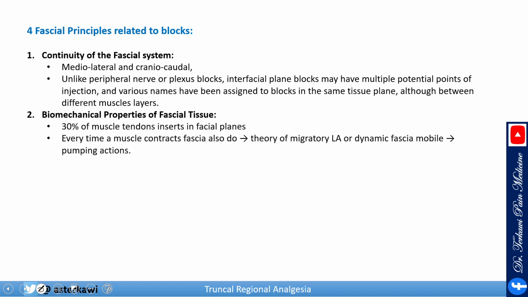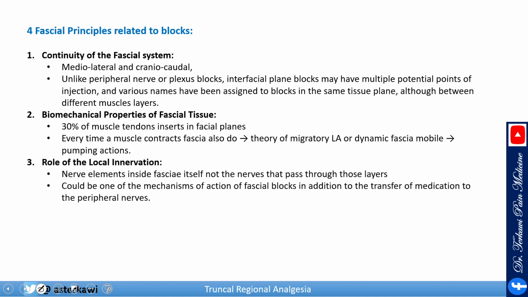Two, biomechanical properties of fascial tissue: 30% of muscle tendon inserts in fascial planes. Every time a muscle contracts, fascia also does. This explains the theory of migratory local anesthetic, or dynamic fascia mobility, like a bumping action to move the local anesthetic.